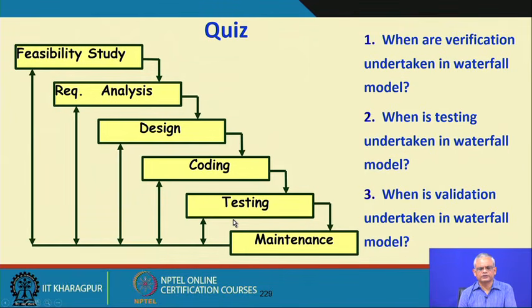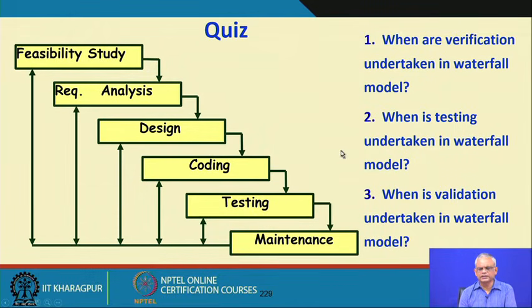Now, let us have a small quiz. Given that this is the iterative waterfall model, when exactly are the verification tasks undertaken in this model? In which stages is the verification work undertaken? Okay, the verification in the form of review, inspection, simulation, etc., is done during requirements analysis, design, and coding. That is the answer.